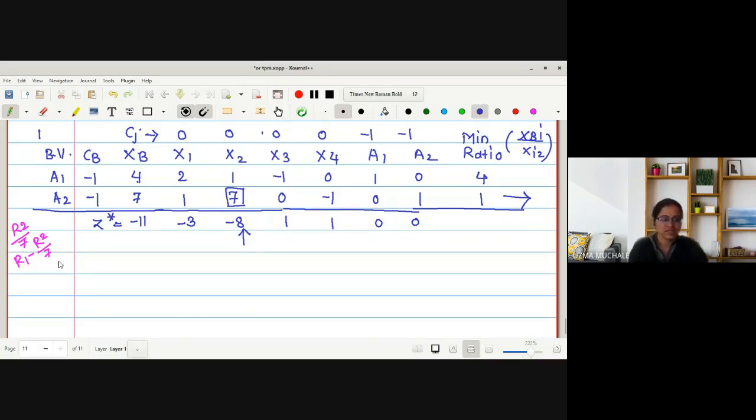Therefore, here basic variables are A1 as it is. Instead of A2, we are getting this as X2. Let us write the corresponding cost. This is minus 1 and 0. Now let me just do the row operation R2 by 7 first. Therefore, here it is 1, 1 by 7, 1, 0, minus 1 by 7, 0.